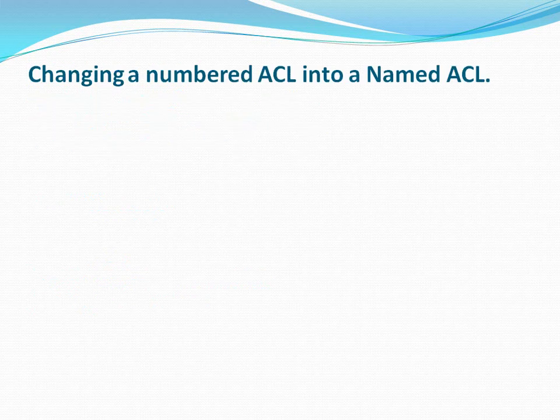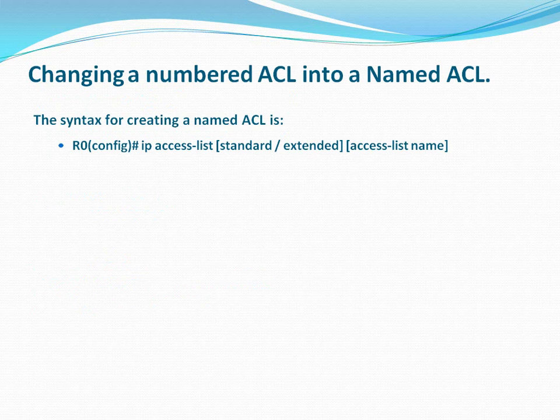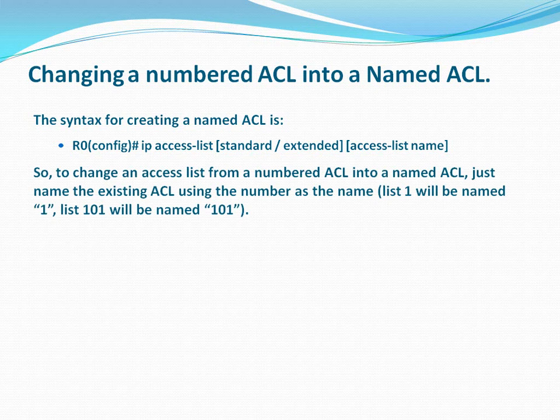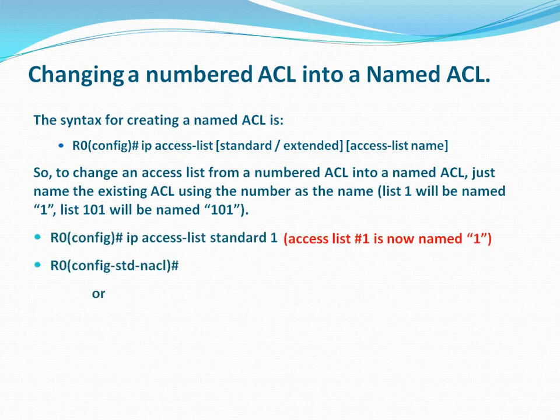Changing a numbered ACL into a named ACL so you can edit it. The syntax for creating a named ACL is, at the global config prompt, ip access-list, the word standard or extended, and then the access list name. So to change an access list from a numbered ACL into a named ACL, we're just going to name the existing ACL using the number as the name. List 1 will be named 1, list 101 will be named 101. Global config prompt, ip access-list standard 1. Access list 1 is now named 1.